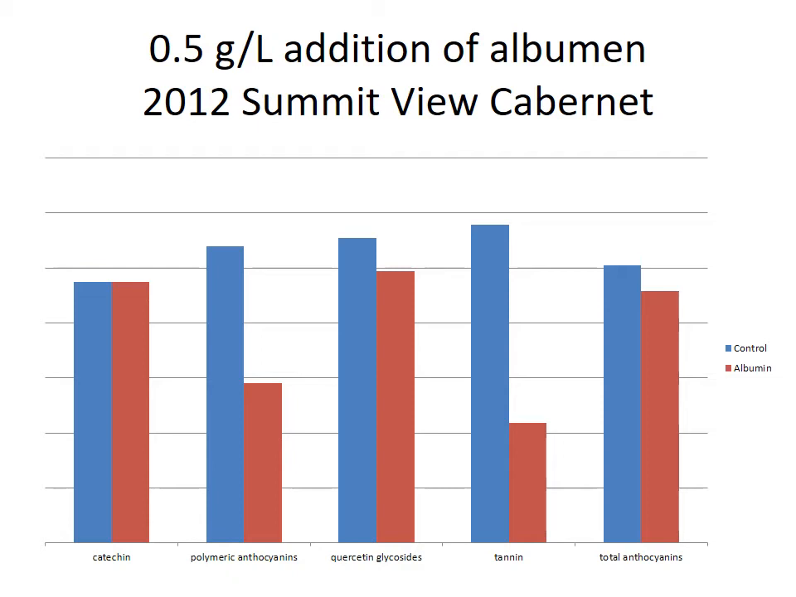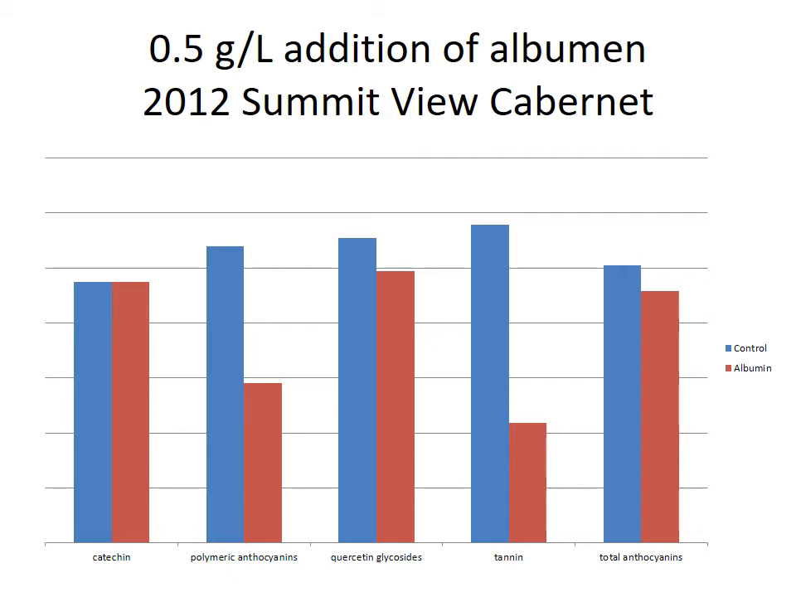And so here we are taking a look at this guy. This is what it did to our 2012 Summit View Cab. It was fantastic at taking out polymeric anthocyanins, and it was also fantastic at taking out tannin. It was pretty good at stripping out. And I think this was a pretty aggressive fining agent. This is a fairly low pH wine, about 3.65. So it'll be really interesting to see how it works on a higher pH Cabernet.